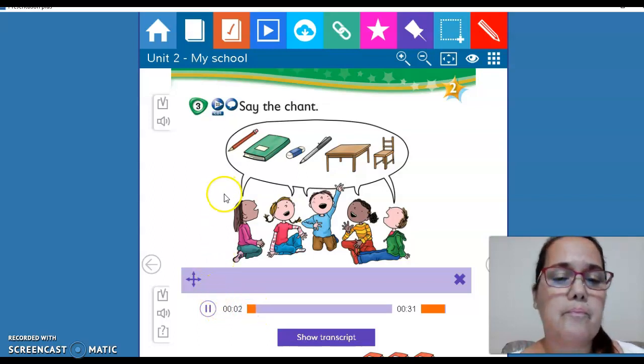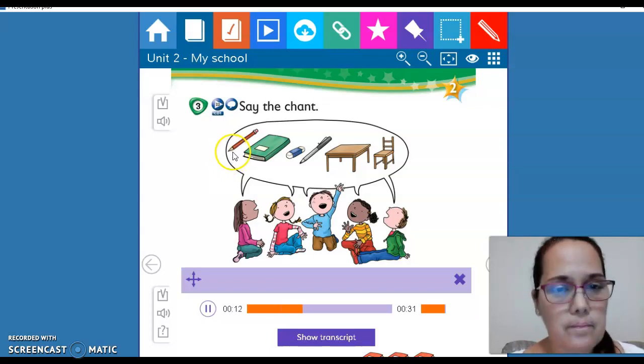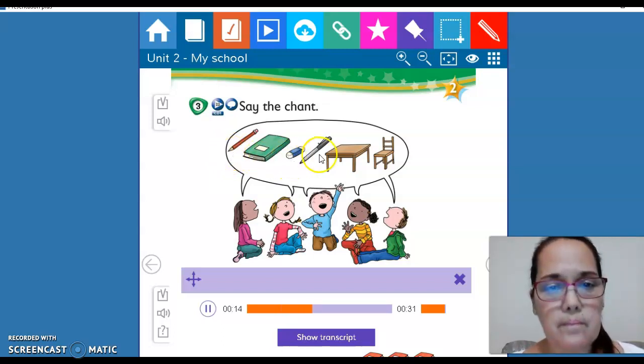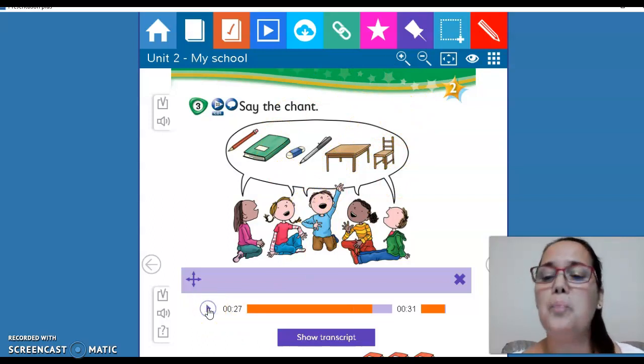Pupil's Book, page 11. 3. Say the chant. A pencil, a book, an eraser, a pen, a table, a chair. Say it again. Very good, boys.